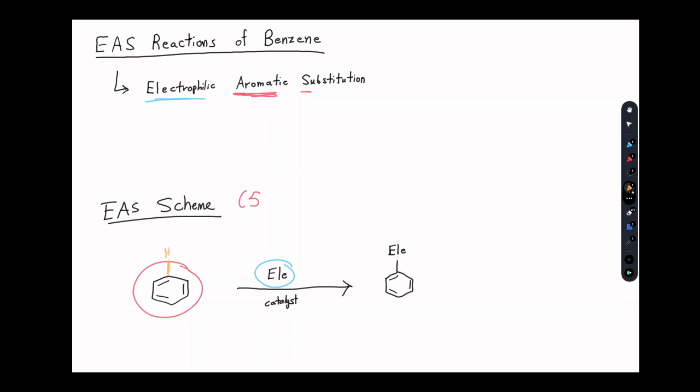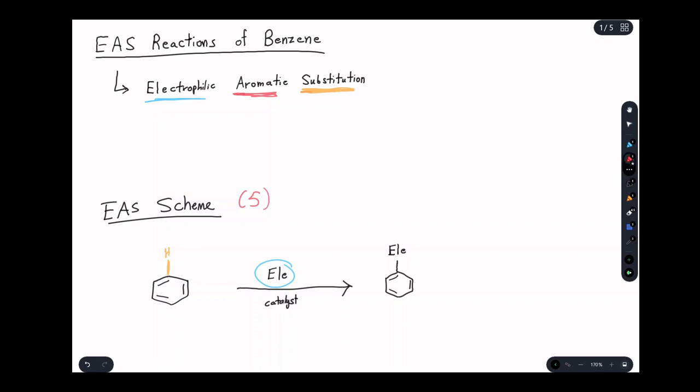Remember that every single carbon of benzene is sp2 hybridized and has 1 hydrogen. So really, it's been a substitution. We've substituted the hydrogen for the electrophile. And that is the last part of the name. Electrophilic aromatic substitution. How do we substitute a hydrogen for an electrophile on a benzene ring?